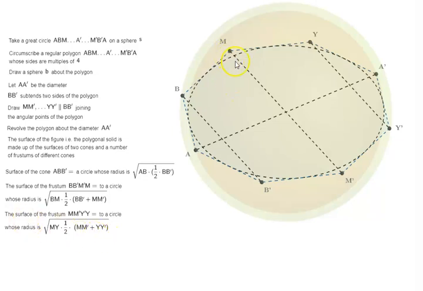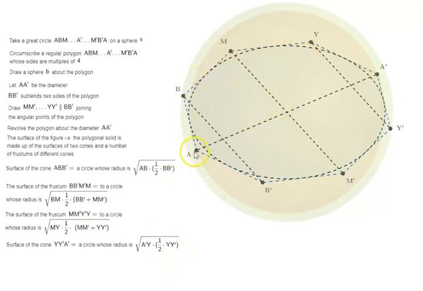Again, the surface of the frustum formed by the rotation of My about the diameter A prime is equal to a circle whose radius is square root of My times half of M prime plus Y prime. And finally, the surface of the cone Y prime A prime is equal to a circle whose radius is square root of A prime Y times half of Y prime.